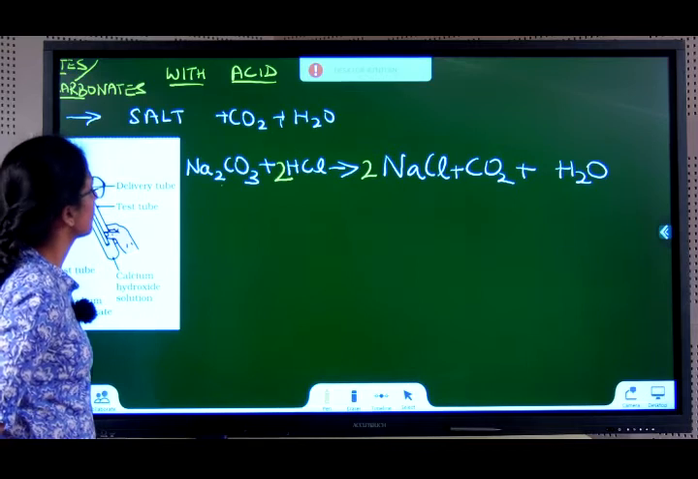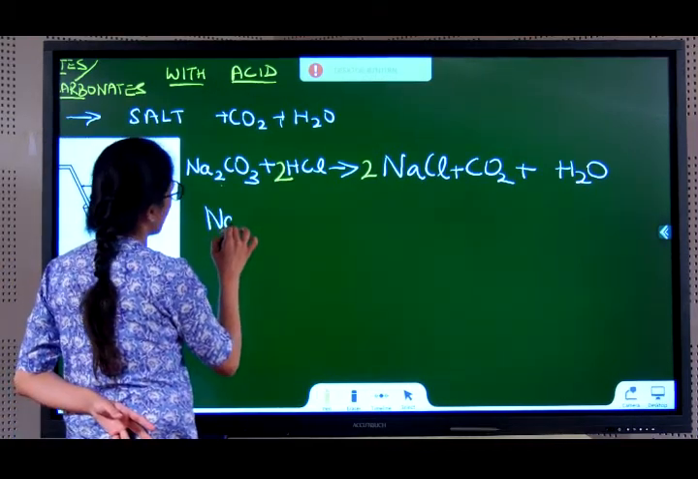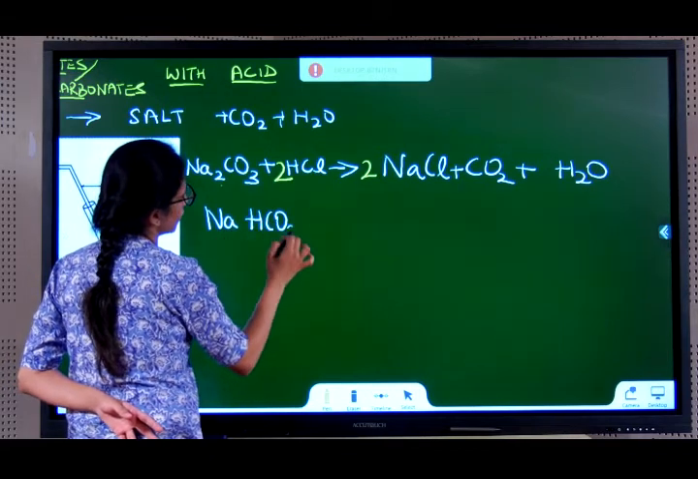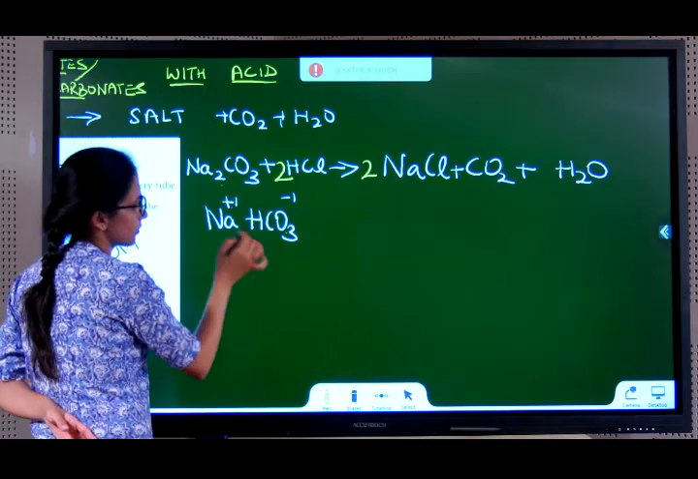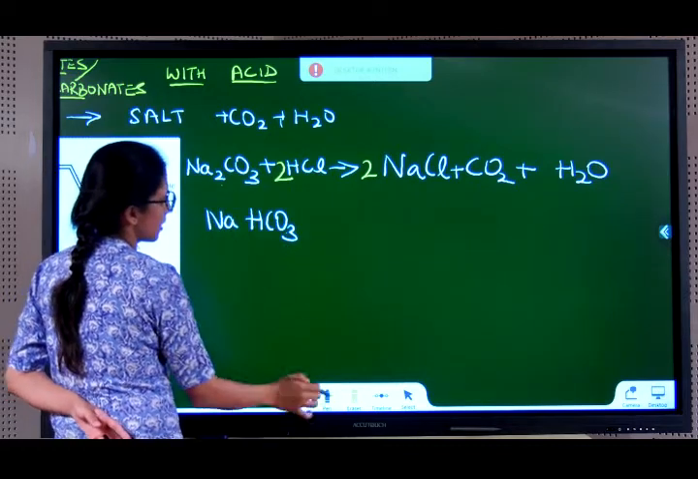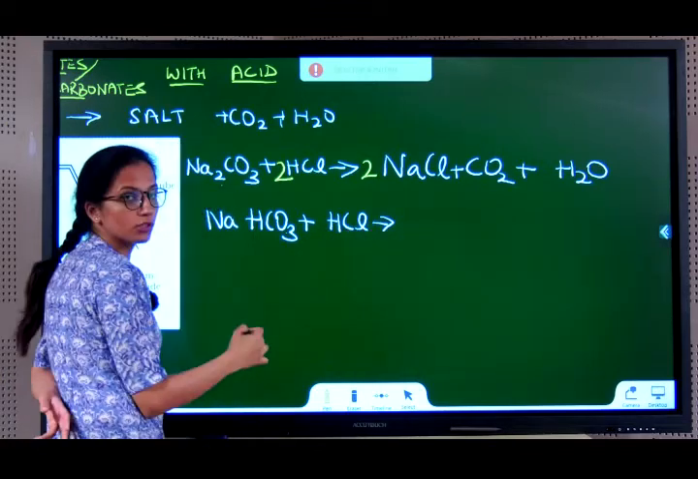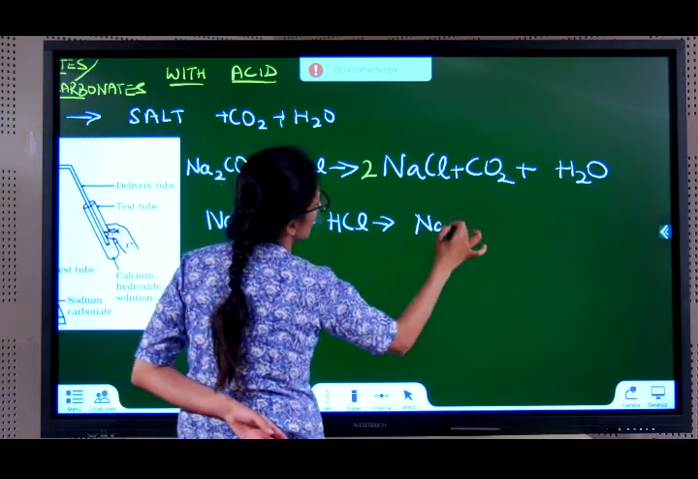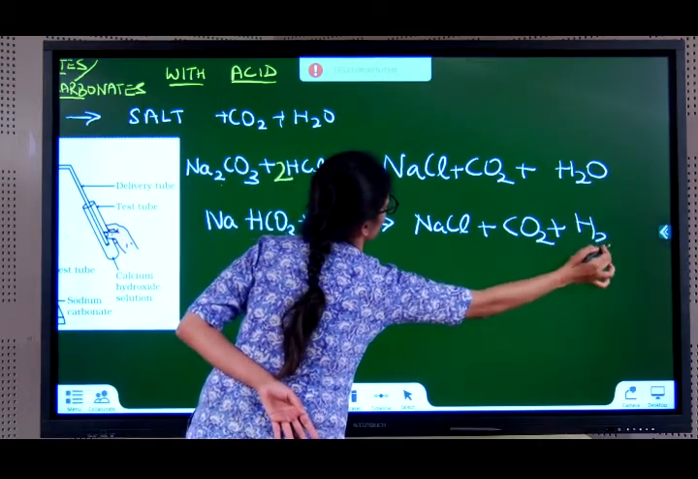C is also balanced. What if it was sodium hydrogen carbonate? Hydrogen carbonate, HCO3 minus 1, this is plus 1 goes to this, minus 1 comes to this, balanced. So this reacts with dilute HCl to give us the same products, NaCl plus CO2 plus H2O.